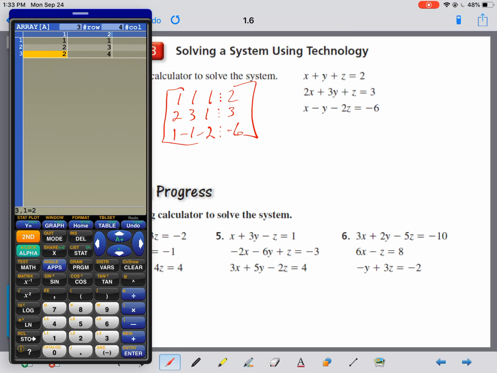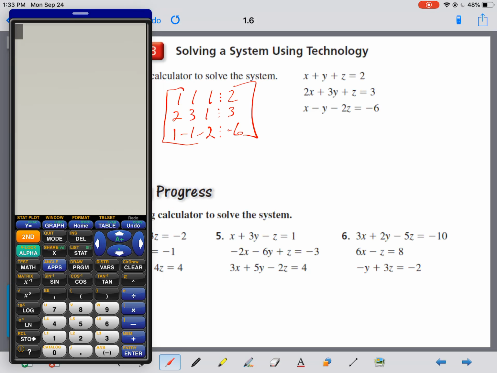The hard part's making sure they're correct. I've already had other things in there, so I want to make sure I type in what I intend. 1, enter. Negative 1, use the negative, not the minus. Negative 2, use the negative, not the minus. Negative 6. And I've changed them all.